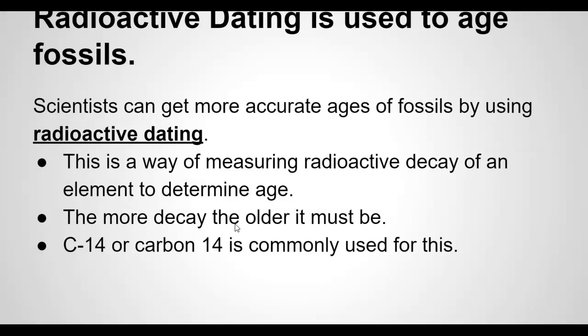Radioactive dating is used to age fossils. Now we can look at the layers of rock, and we call that the law of superposition, or we can use radioactive dating. Basically, they take a sample and compare the amount of a radioactive element to what it decays into. One of the most common radioactive dating is carbon-14. If it's really, really old substances, they may use uranium-238 dating.